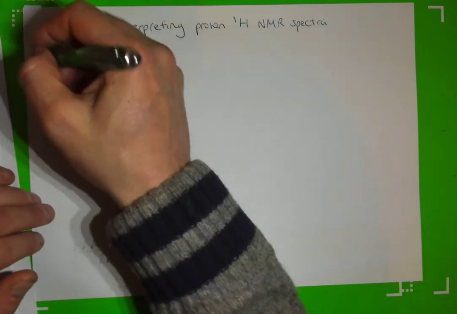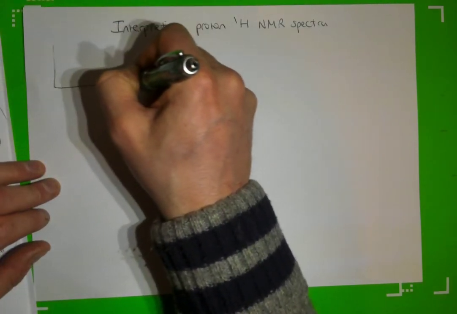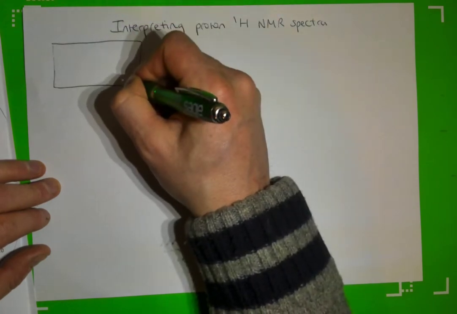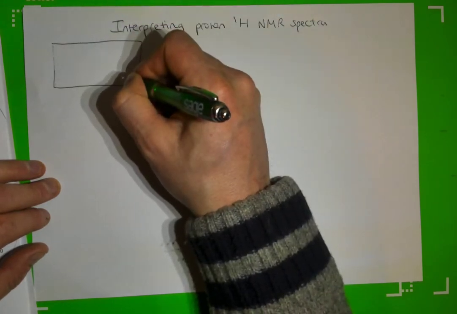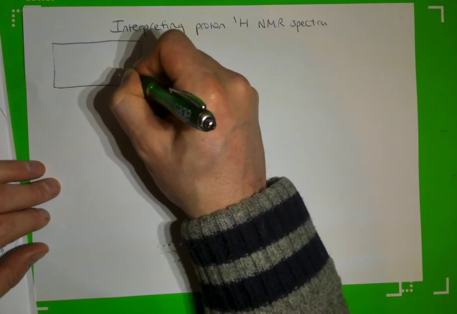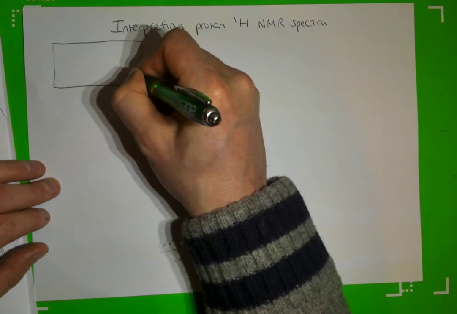So this video will be a little bit longer. What we're going to do here is interpret proton NMR spectra. So let's say we've got a little spectra here, and we have a little peak here. That's our standard, 0.